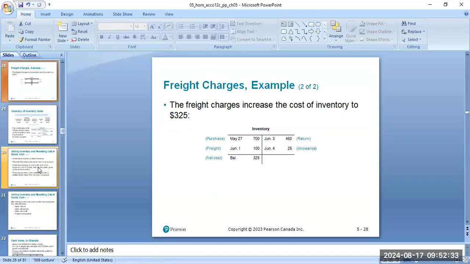So what's going to happen in that case with our inventory? First, remember, we purchased for 700, then we returned 150, then we got an allowance of $25, and the last thing that we did, we paid freight of $100. What's the cost of our inventory at this point? $325.